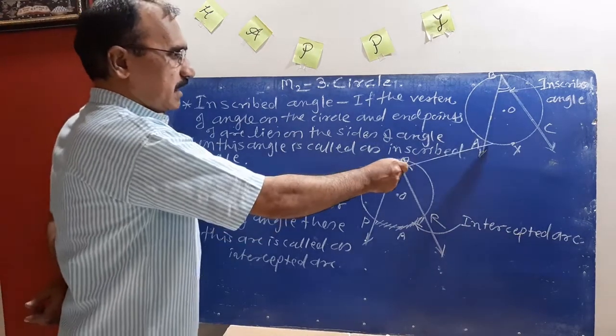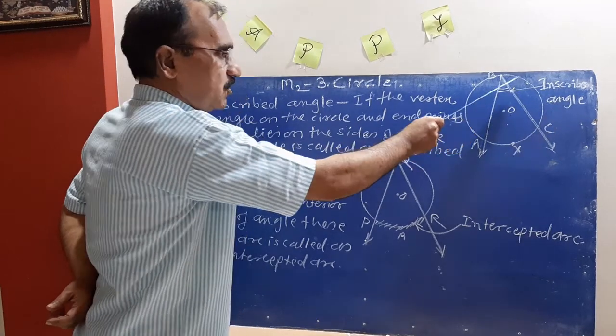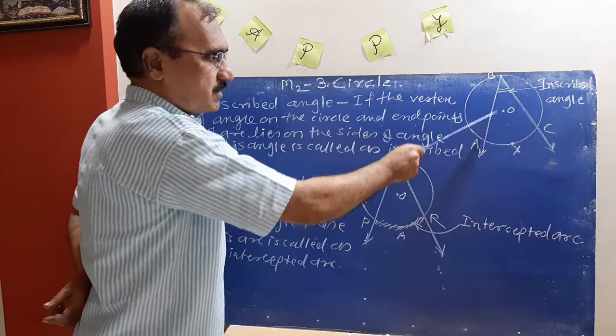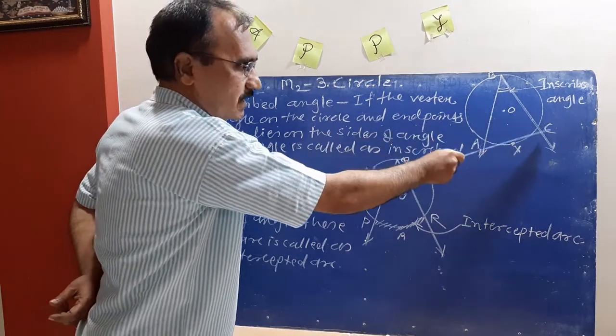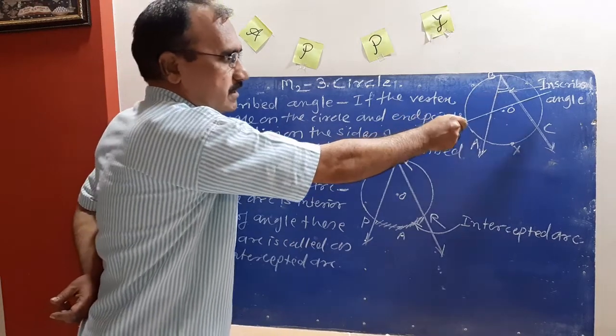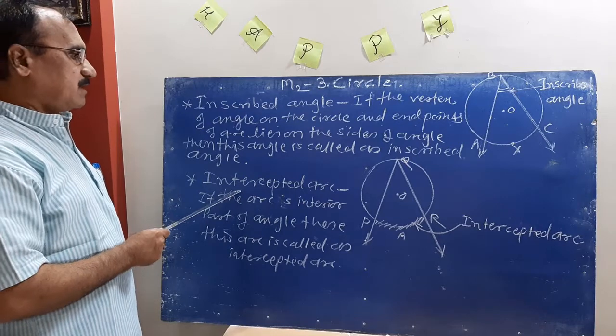In this figure, angle ABC is an inscribed angle because the vertex of this angle lies on the circle and the end points of this arc are also on the sides of this angle. Then the next article is intercepted arc.